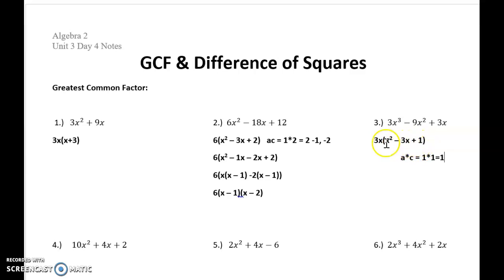We're going to have to learn a different way to solve this one. But right now, there's nothing else we can do with that because it doesn't factor. Now, I'm not going to say it's prime because this one did factor. This one had a GCF. So I'm not going to write prime for the answer, but this part is prime. This part doesn't factor anymore.